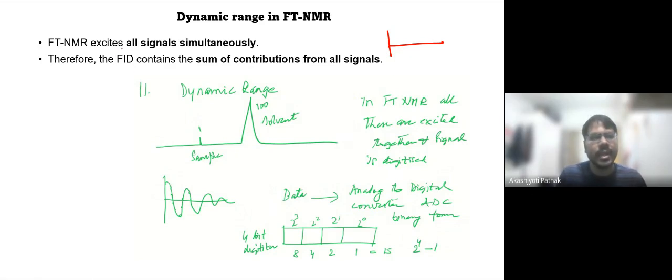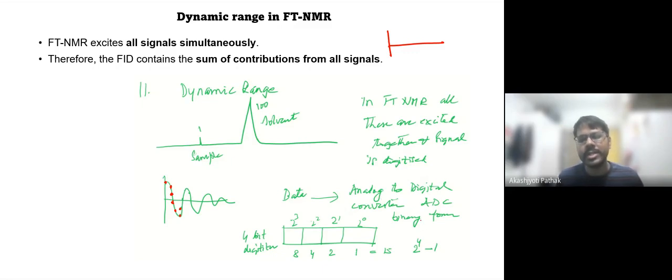FT NMR excites all signals simultaneously. Therefore, the FID contains the sum of contributions from all signals. That is what was there in the lecture as well. So in FT NMR, all the frequencies are excited together, and the signal is digitized. These are the different times at which you are recording the signal. All the data that you are getting is in analog form.